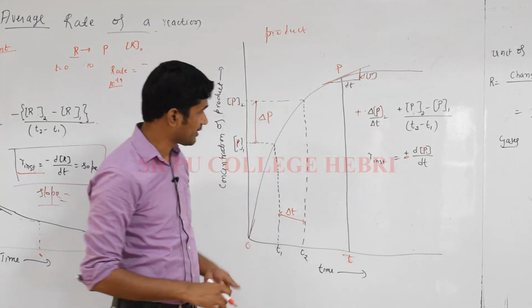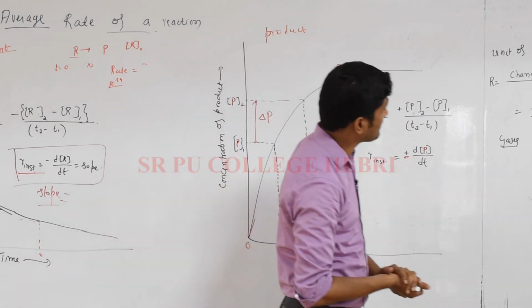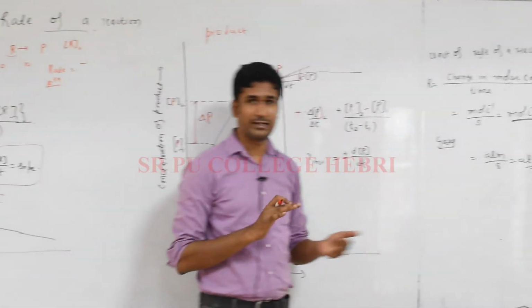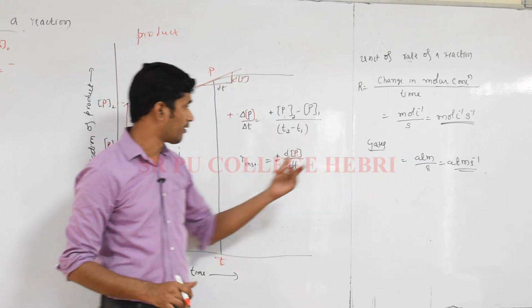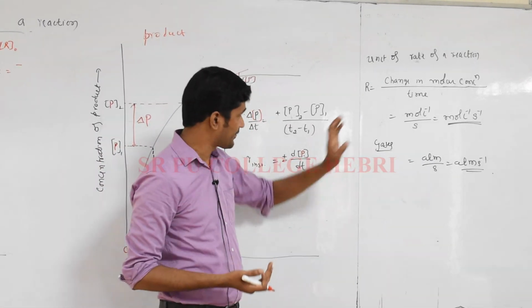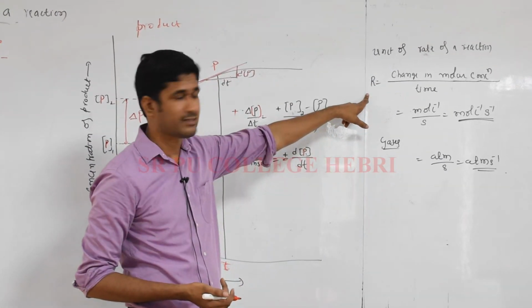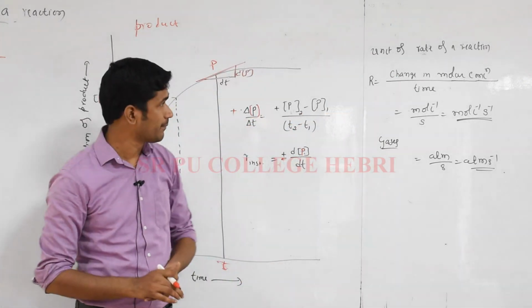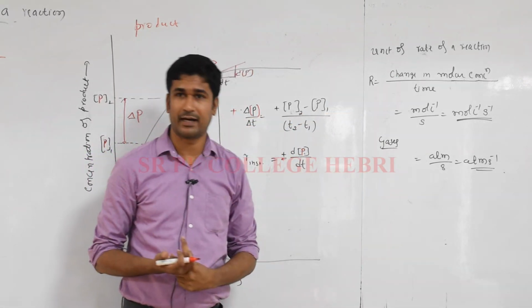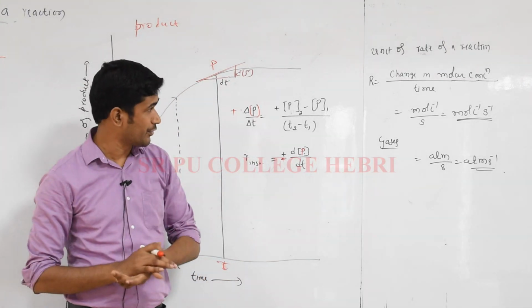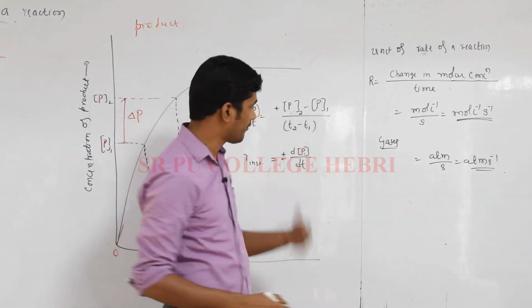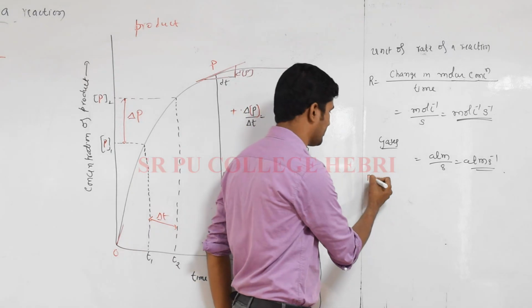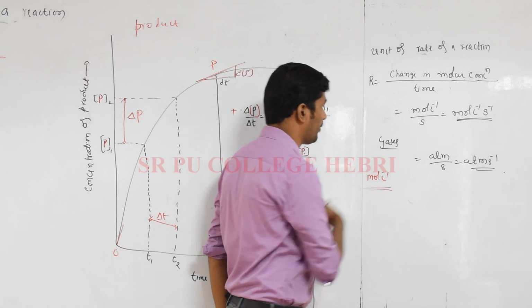So next, what is the unit of the rate of the reaction? How do you write the unit of the rate of a reaction? It's very simple. You know the formula. Rate is nothing but what? Change in molar concentration with respect to time. Change in molar concentration divided by time. What's the unit of molar concentration? Unit of molar concentration is mole per liter. So in the numerator we have mole per liter.